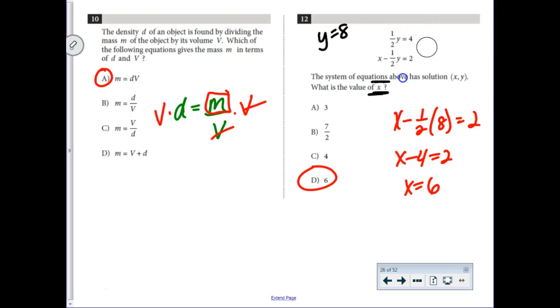Right here, I was going a little old school. Math teachers always do the problems the same way because we like repetition. We like to show you guys that every single question can be solved this way. But look right here, guys. 1/2 y is the same thing as 4. So I could have gone to this equation right here, and instead of saying x minus 1/2 y, I could have just said x minus 4 equals 2. I could have been done in half the work. My bad. Oh well, live and learn.